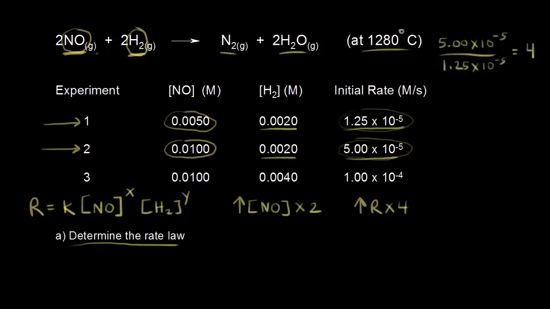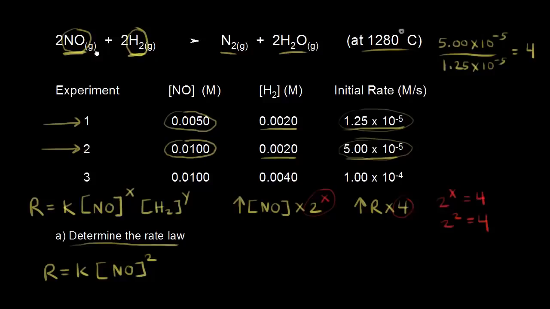Now we know enough to figure out the order for nitric oxide. Because remember from the previous video, what we did is we said 2 to the x is equal to 4. So over here, 2 to the x is equal to 4. Obviously, x is equal to 2. 2 squared is equal to 4. So we can go ahead and put that in for our rate law. So now we know the rate is equal to k times the concentration of nitric oxide to the second power. So the reaction is second order in nitric oxide.